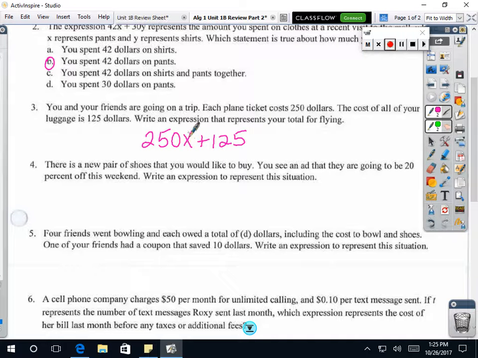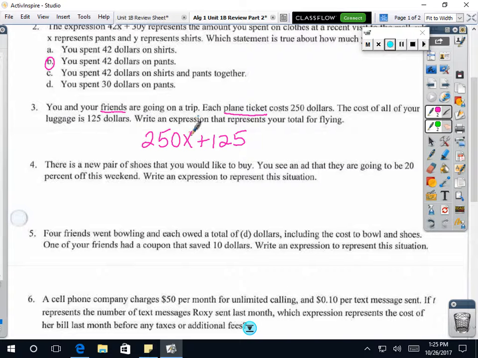What does the X represent? Plane tickets. But why is the number of plane tickets unknown? Right, it just says you and your friends. We have no idea how many friends we're talking about. I'm waiting on people to be quiet. So therefore, we have no idea how many plane tickets we're buying, so we put an X.